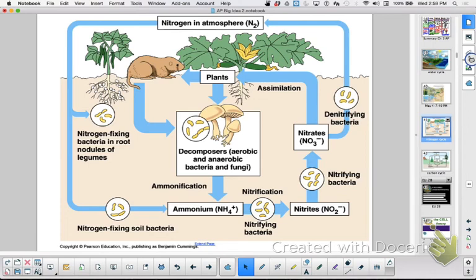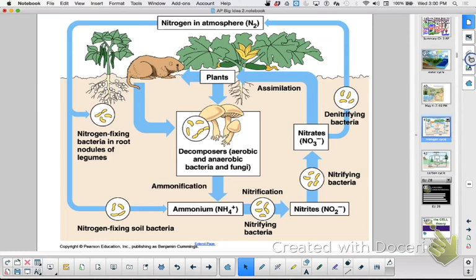The reservoir is N2 in the air, and then with fixation, you fix it into ammonia, NH3. You do nitrification, forming nitrite, NO2 minus, and then more nitrification by bacteria to form nitrate, NO3 minus. Nitrogen fixation and nitrification are all done by bacteria. Then plants can use the nitrate, animals can eat the plants, and then animals and plants die. Who works on us? Decomposers, and it goes back to ammonia. The whole thing happens all over again.